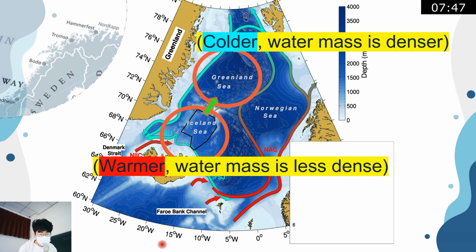And so we can see that the source of the NIJ turns from the Iceland Sea to the Greenland Sea, because the Greenland Sea has colder water and a denser water mass.